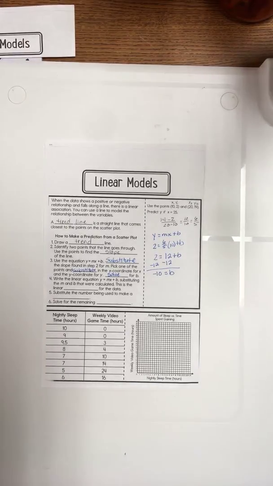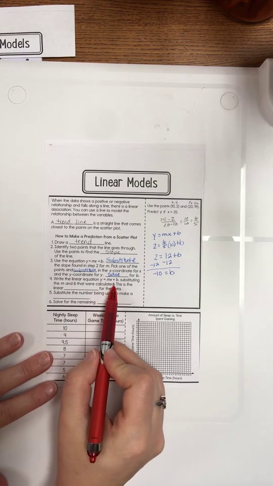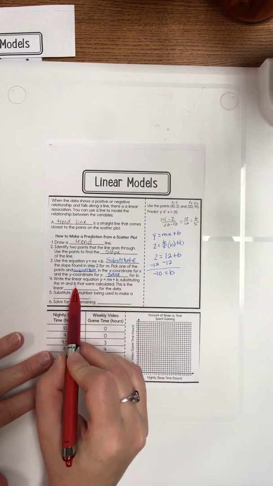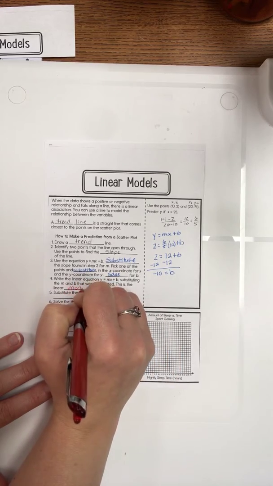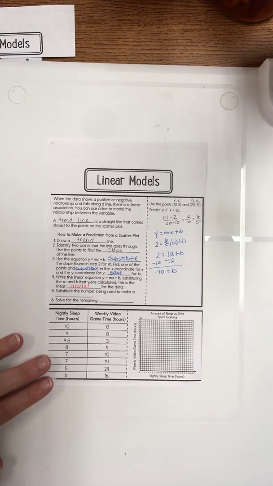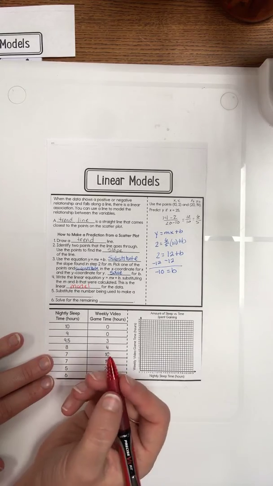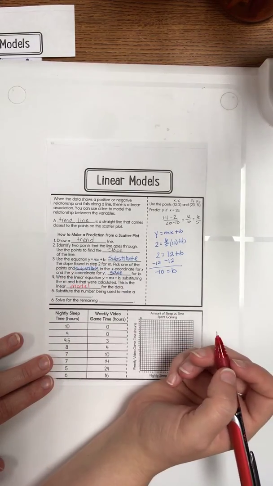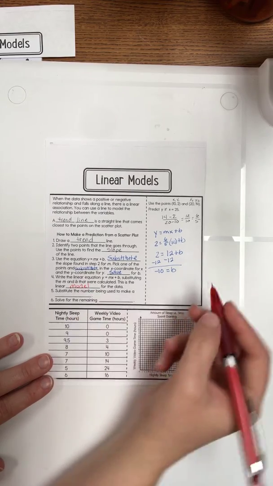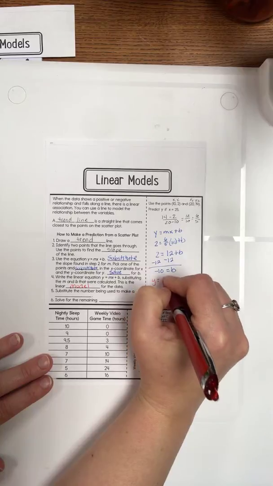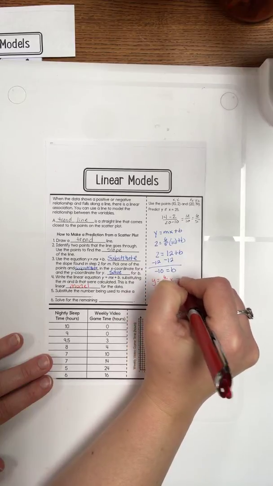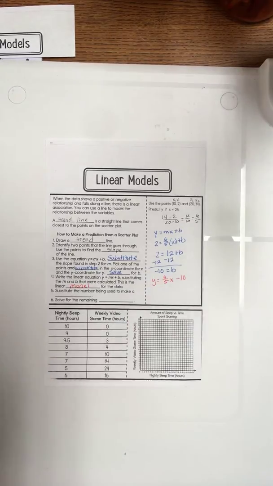Okay? So then it says, write the linear equation y equals mx plus b, substituting the m and b that are calculated. This is the linear model for the data. Then, substitute the number being used to make a prediction and solve for the remaining variable, and we'll get to those two in a second. So I want to show you real quick how to rewrite your equation using your slope and your y-intercept. That's all there is to it. You leave the y and the x as variables, and then you substitute in your slope and your y-intercept.